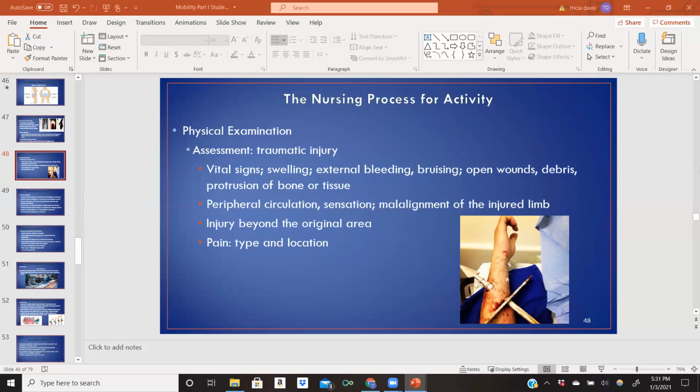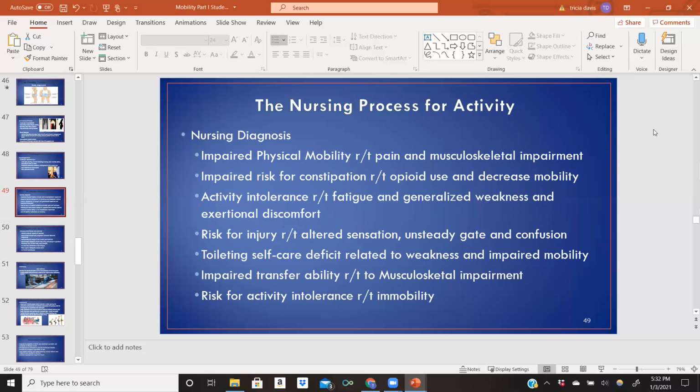You want to assess peripheral circulation, sensation, and malalignment of the injured limb. So if someone has an injury like that, you would want to check their circulation, because maybe they're losing a lot of blood and their circulation isn't well. You want to check sensation to see if there's been any type of nerve damage. And then you want to check for injury beyond the original area, because there can always be injuries in other places that you don't see. And then you're going to want to assess their pain, and you're going to know what type of pain they have and the location of their pain. And we're going to talk more about pain when we do your vital signs and your physical assessment.